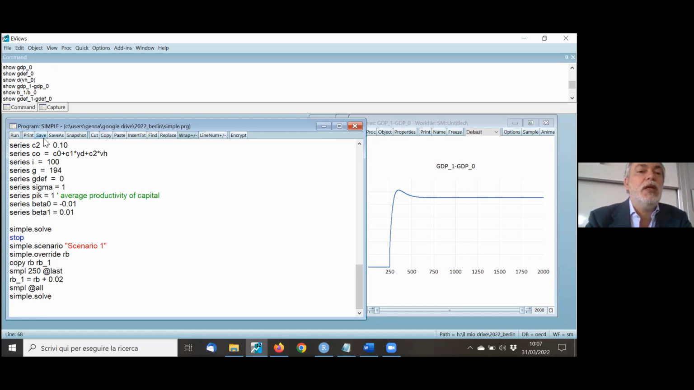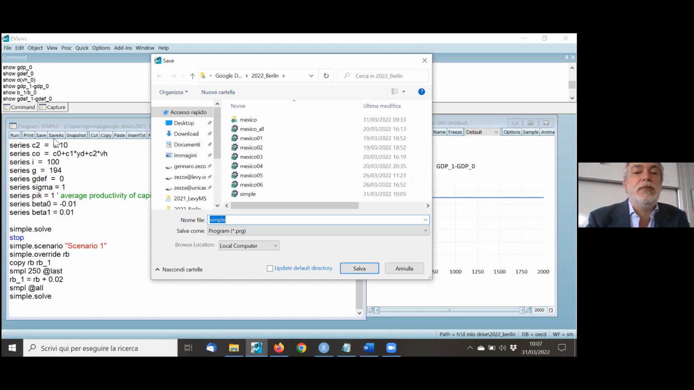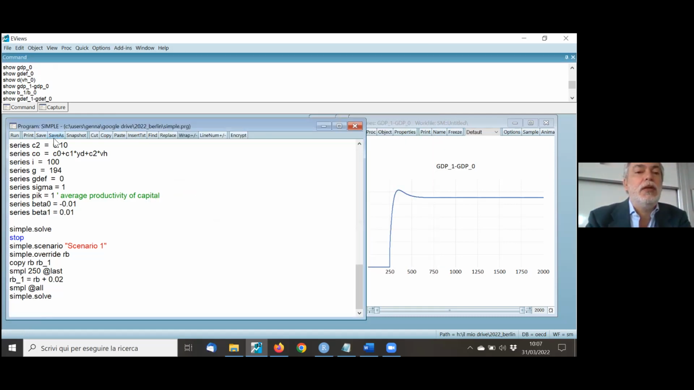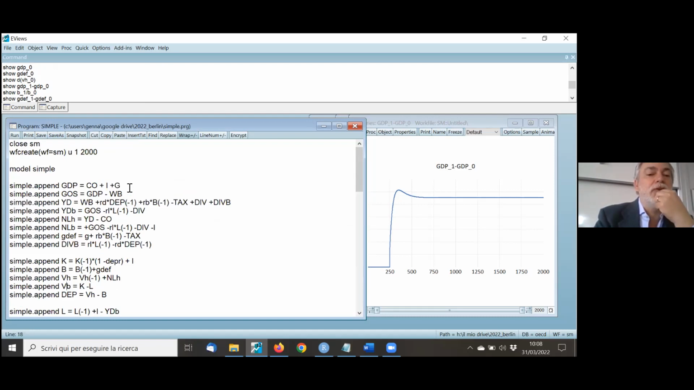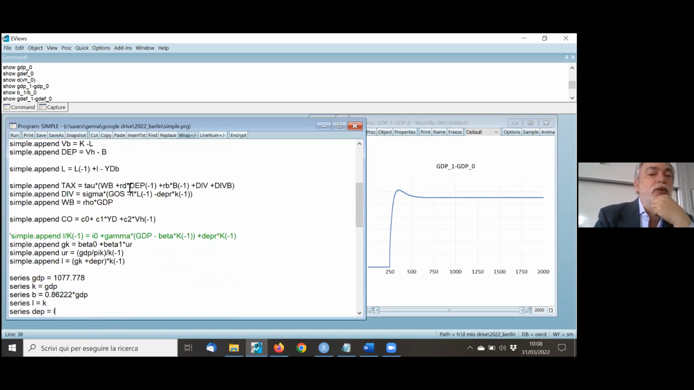So first of all, let's save this, and we will save the modified model with a different name. My suggestion to keep things simple could be to have an additional variable here for the interest rate on loans. And what value should we assume?